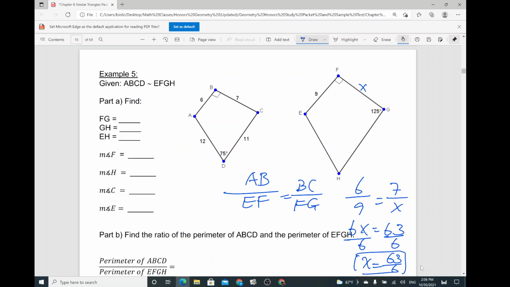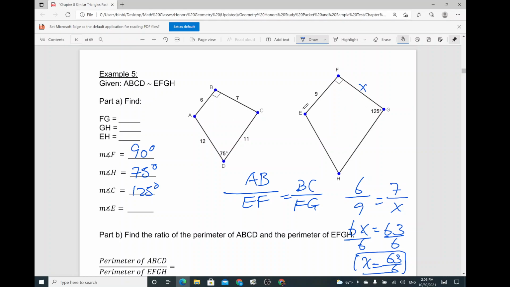And then for the rest of that, you want to set up the similar proportionality statement. The measure of angle F is 90 degrees, because that shows the perpendicularity symbol, the little square symbol. Angle H all the way down here. If this one is 90, well, this one shows that angle D is congruent to angle H, because those two polygons are similar, so that means it's 75 degrees. Angle C is 125 degrees. Again, all those corresponding angles have to be congruent to each other.